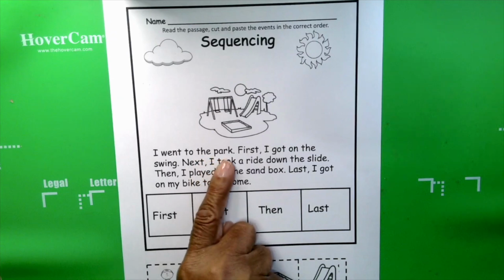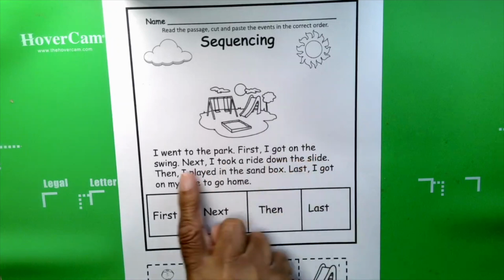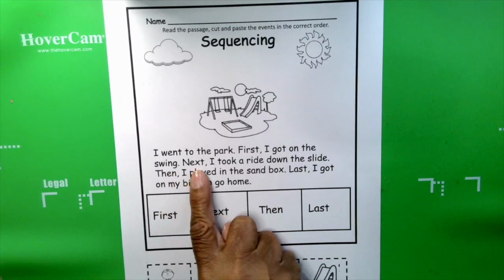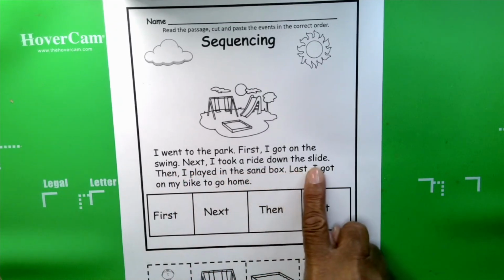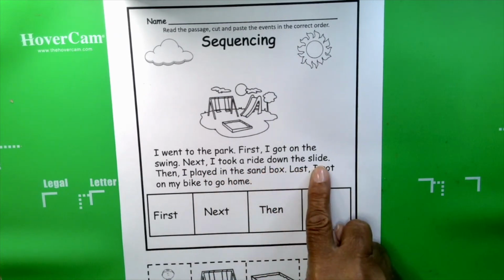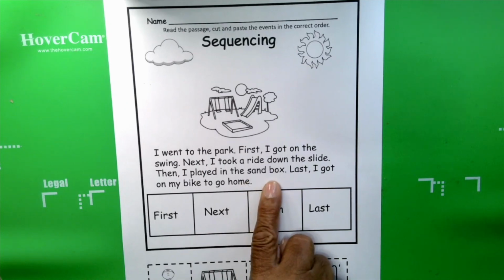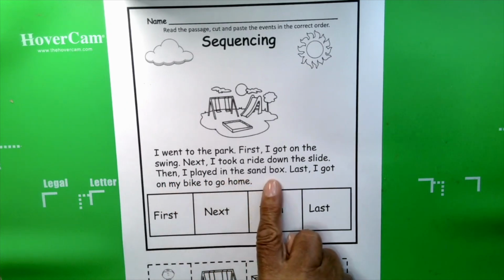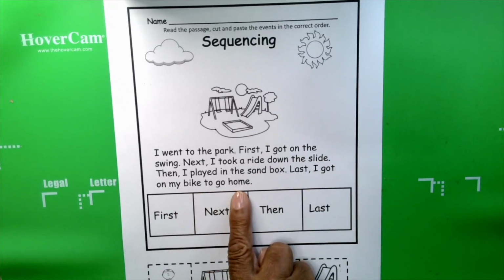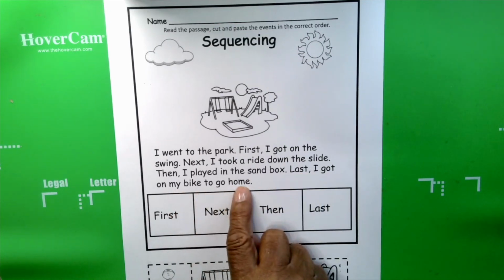I went to the park. Your turn. I went to the park. First, I got on the swing. Your turn. First, I got on the swing. Next, I took a ride down the slide. Your turn. Next, I took a ride down the slide. Then, I played in the sandbox. Your turn. Then, I played in the sandbox. Last, I got on my bike to go home. Your turn. Last, I got on my bike to go home.